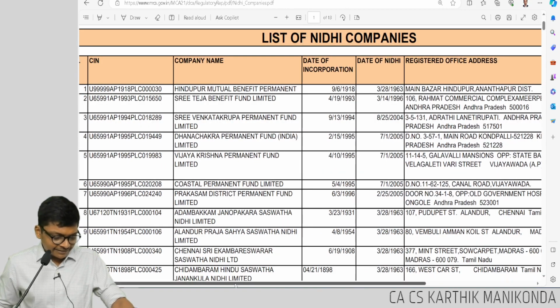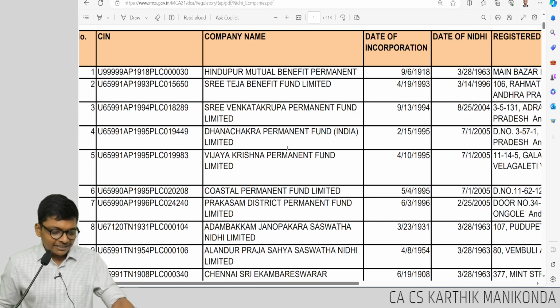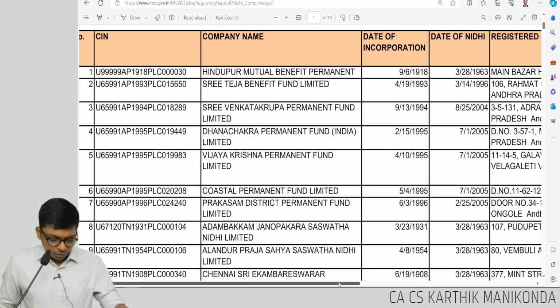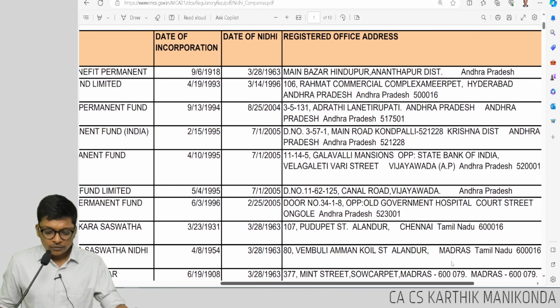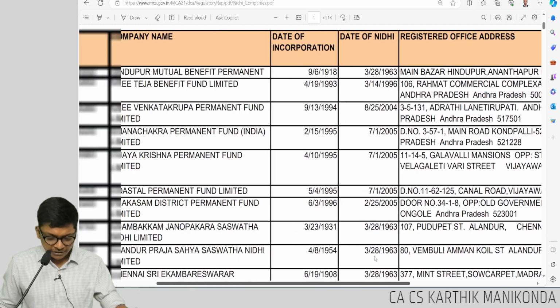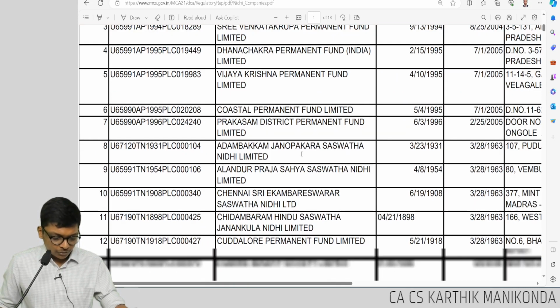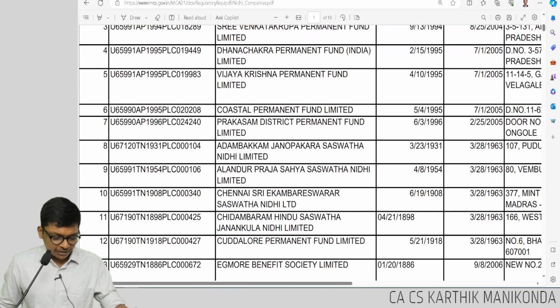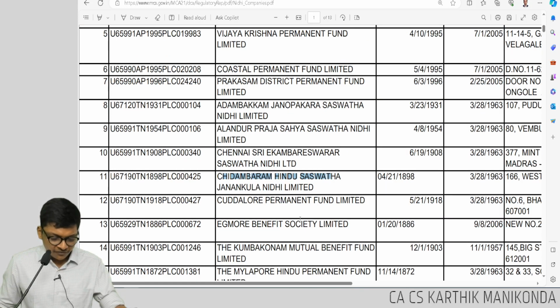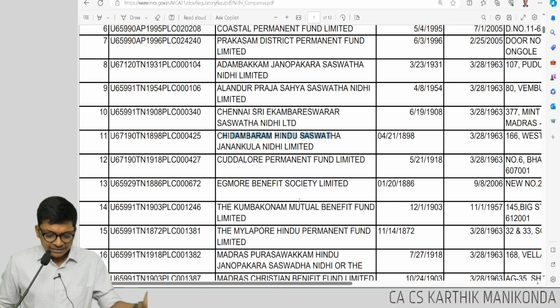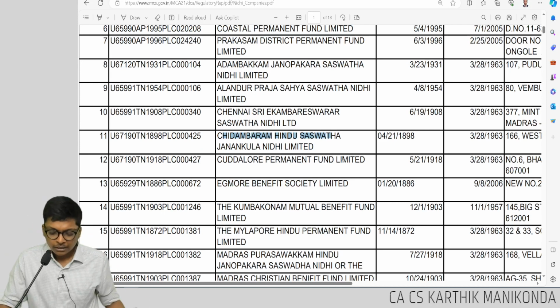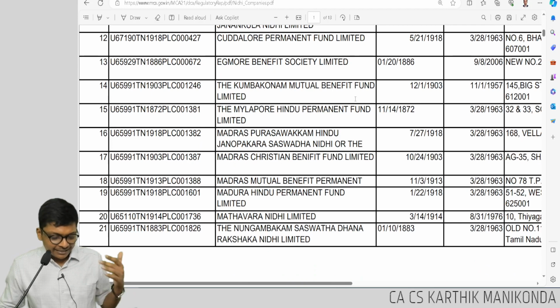So look at this, guys. These are all the Nidhi companies in India. You can see Shri Teja Benefit Fund, Shri Venkatapura Permanent Fund, Vijaya Krishna Permanent Fund. Looking at the location, you can find out which community. The first ones are Andhra Pradesh. Then come down, you can see Chennai, some Chidambaram Hindu Shashwat Fund, Kadalur Permanent, Egmore Benefit Society, Kumbakonam Benefit. That means people from Kumbakonam will be there. Are you following, guys? Like this, there are many.